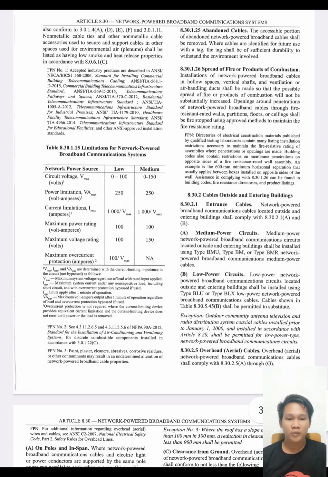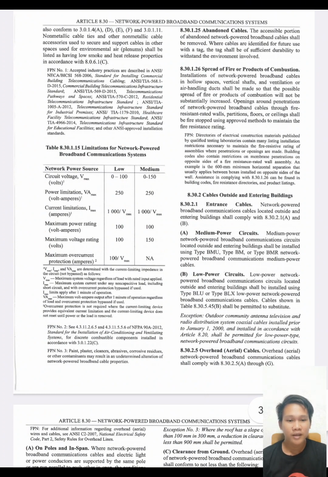Next, we have 8.30.1.26 Spread of fire or products of combustion. Installation of network-powered broadband cables in hollow spaces, vertical shafts, and ventilation or air handling ducts shall be made so that the possible spread of fire or products of combustion will not be substantially increased. Openings around penetrations of network-powered broadband cable through fire-resistant treated walls, partitions, floors, or ceilings shall be firestopped using approved methods to maintain the fire-resistant rating.